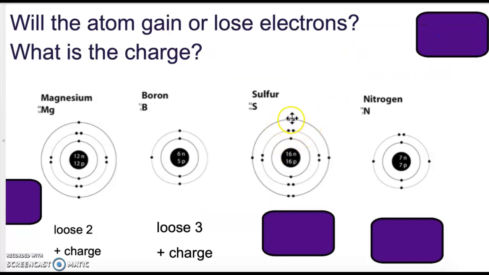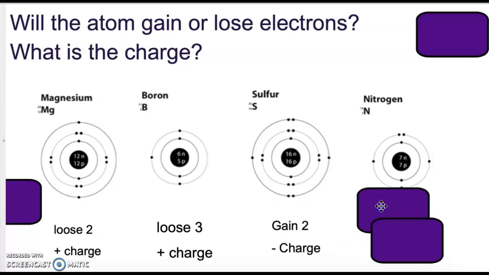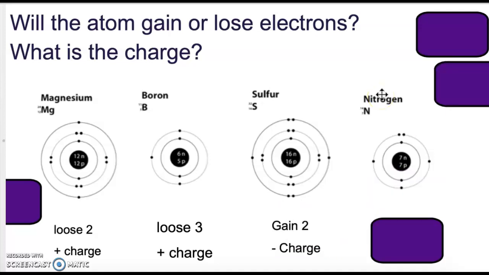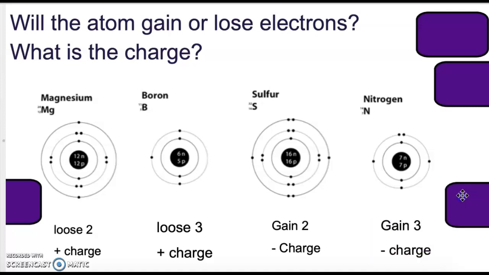Now if you look at sulfur, sulfur has 6 valence electrons. So like I said, it's easier to gain 2 than lose all 6. So actually sulfur is going to gain 2 electrons, and because it's gaining negative electrons, it's going to have more negative charge. And then if you look at nitrogen, nitrogen has 5. So it's more than 4. So they're also going to gain.